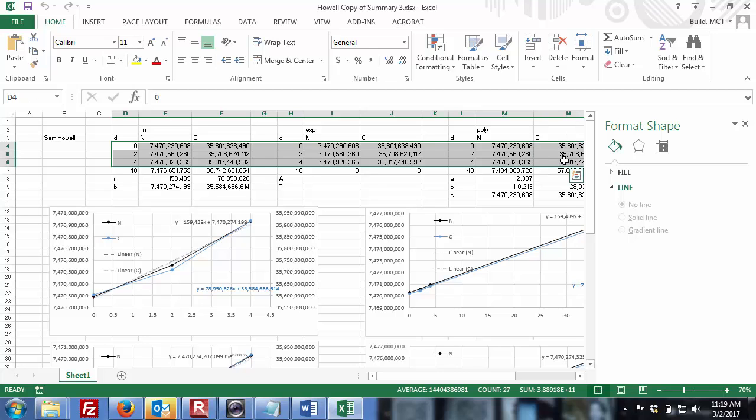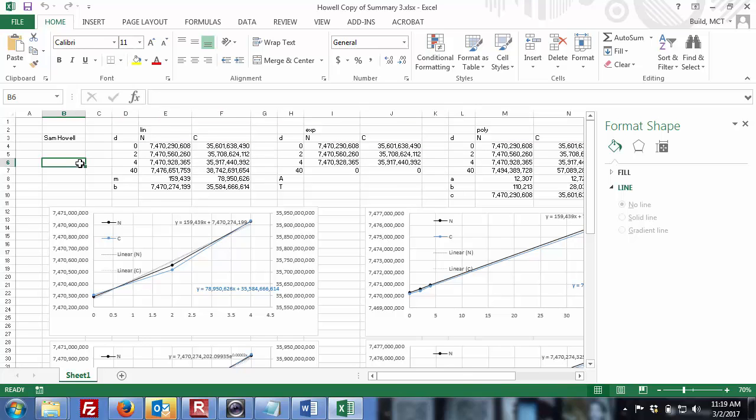Your data, these first three sets, are identical. It's the same data. What's different is that once you've plotted it, you're going to pull the slope and the y-intercept, and you're going to use the slope and the y-intercept to predict that fourth data point.